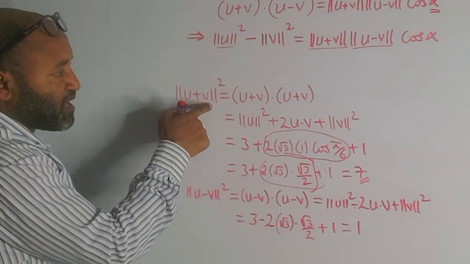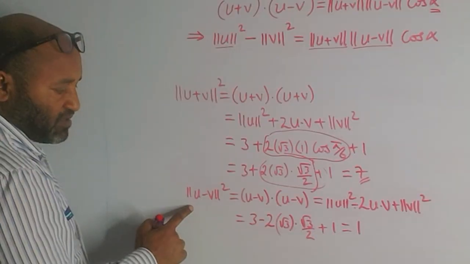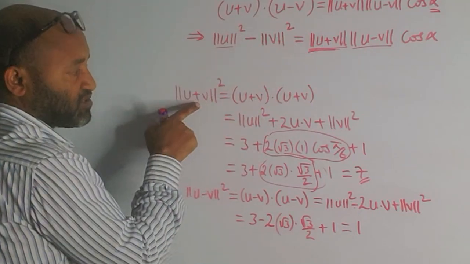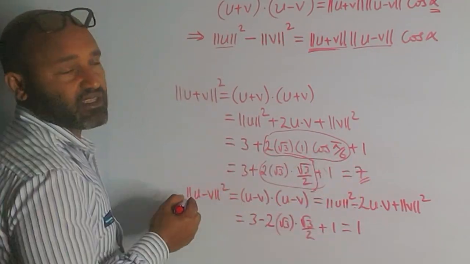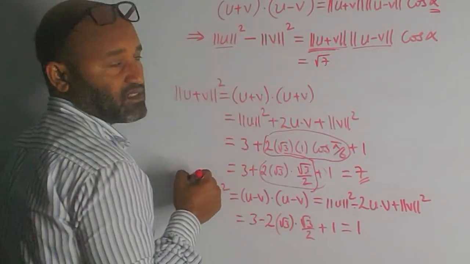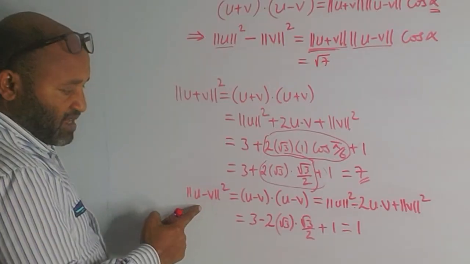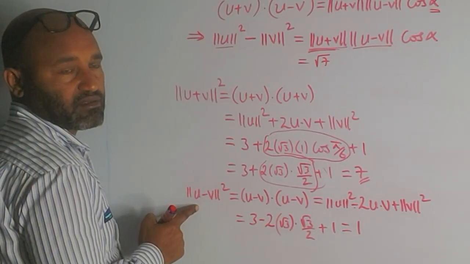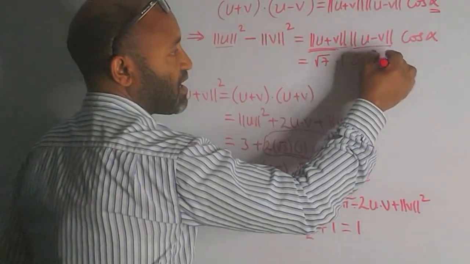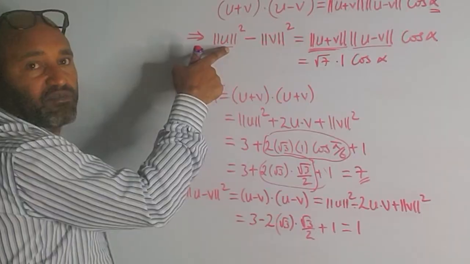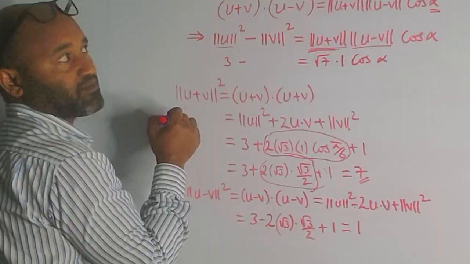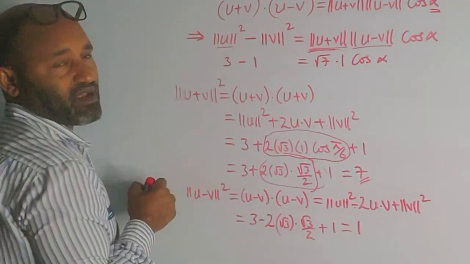Now magnitude of u plus v square, 7, magnitude of u minus v square, 1. But we are looking for magnitude of u plus v. So magnitude of u plus v will be radical 7. So this is radical 7 times magnitude of u minus v square is 1, means magnitude of u minus v will be 1. So times 1 cos alpha is equal to what's magnitude of u square? This square, 3, minus 1 square, 1.